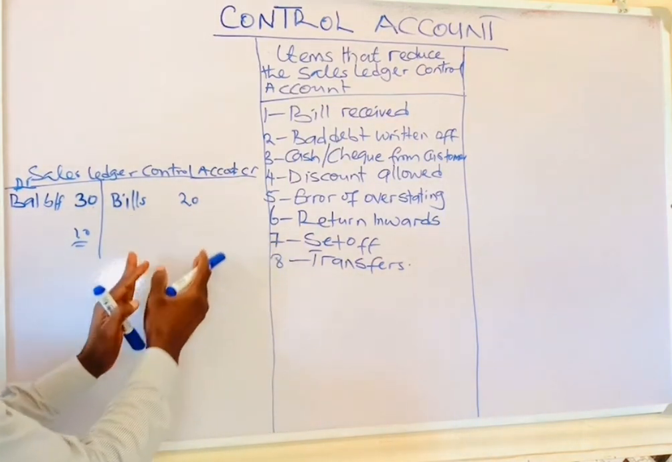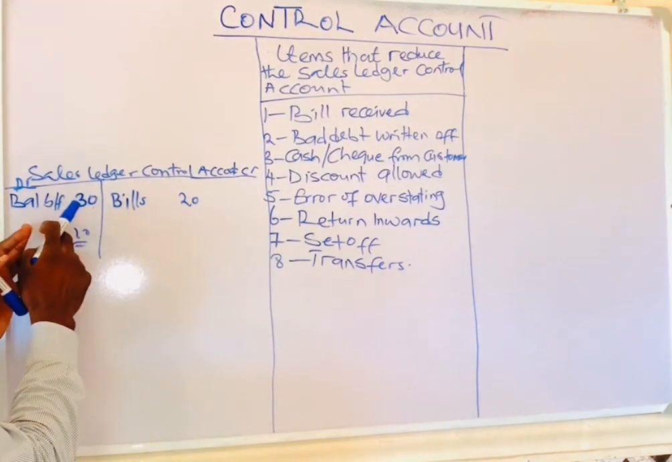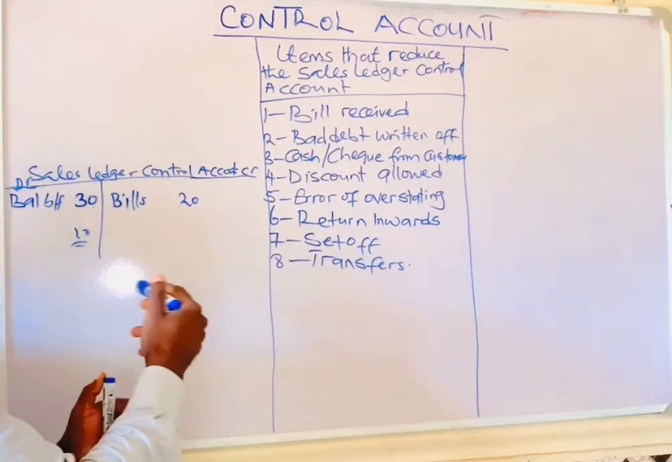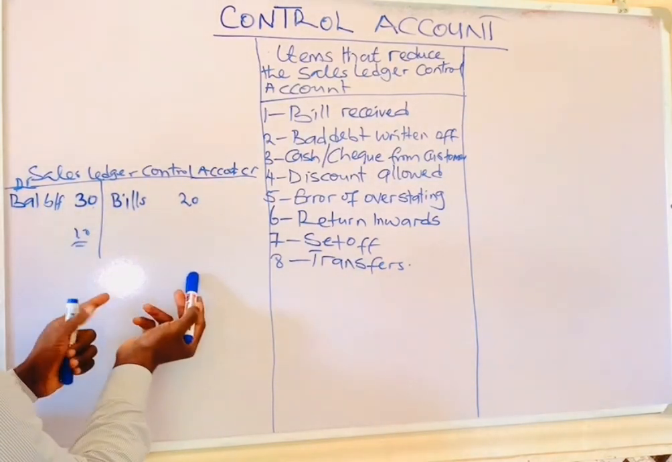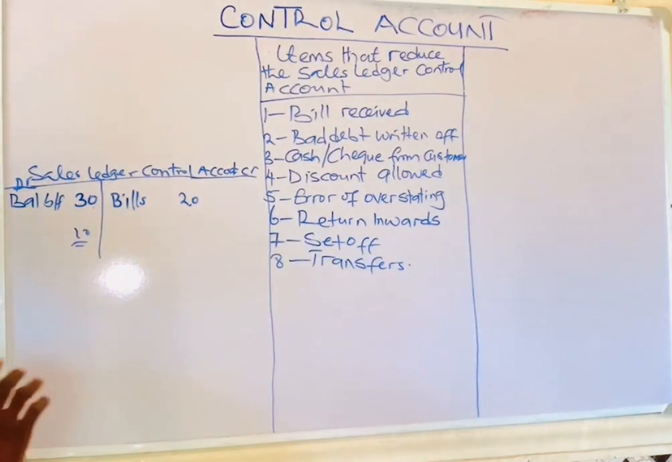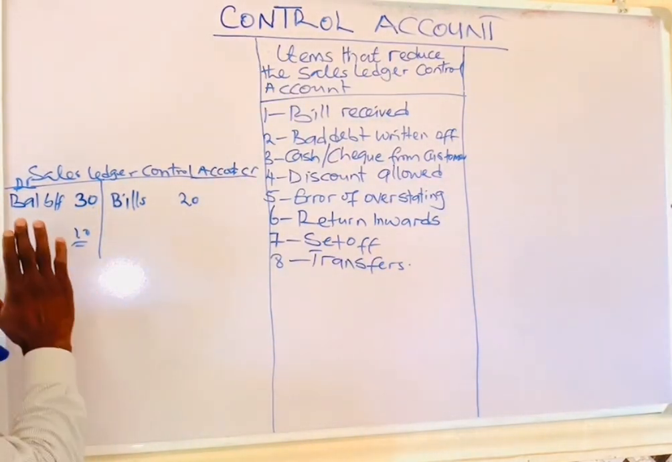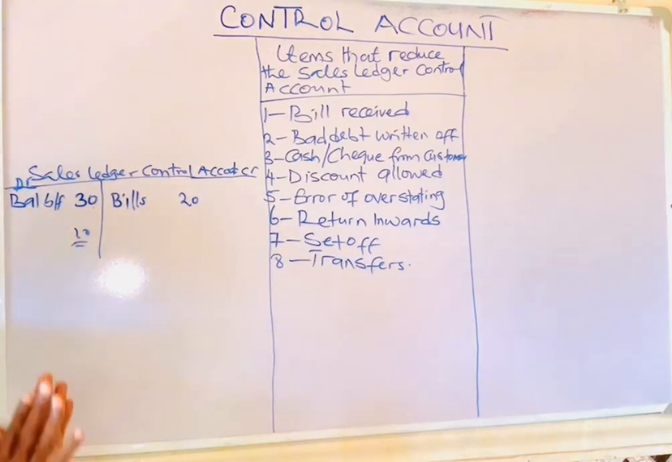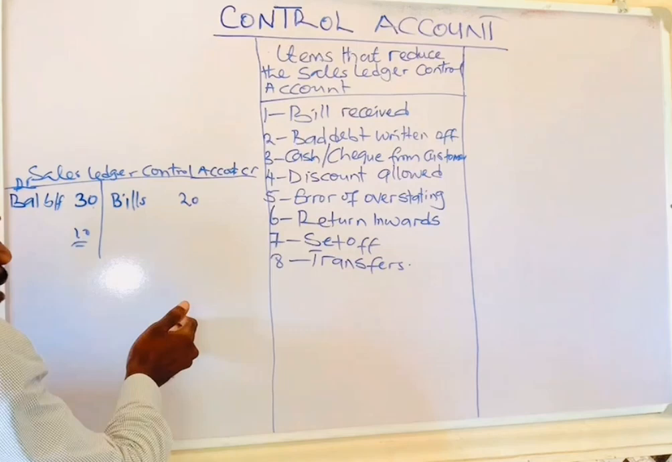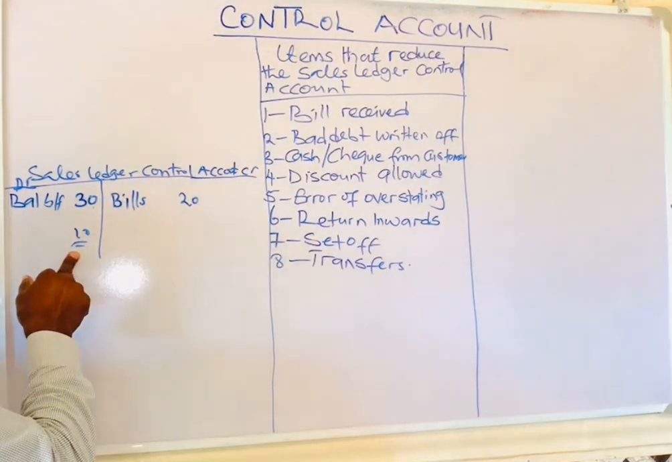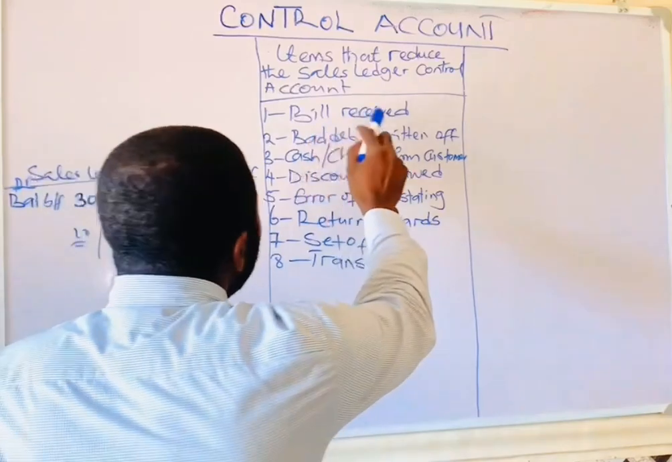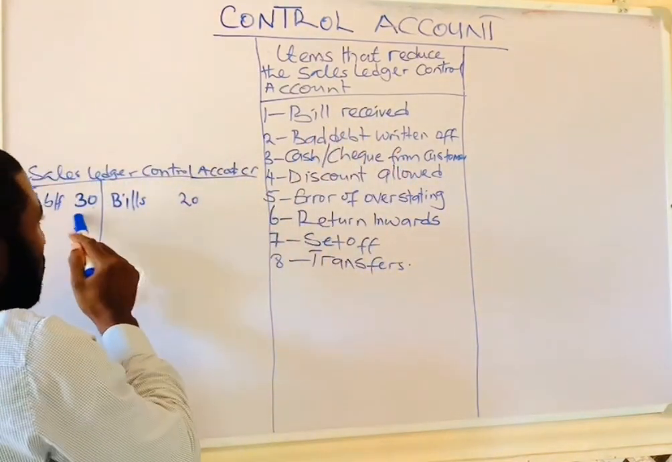Now we'll come to your credit side and reduce the balance of this sales ledger. That is, they are settling this balance. But if you bring anything here, you're adding it to this balance. I hope you understand. That is a technicality aspect of the control account. So all these items will be here to set off this balance. Simple as that. When we receive bills, it will come here to reduce this balance.